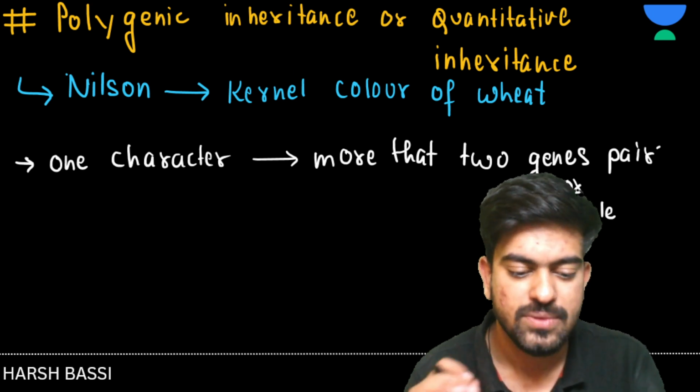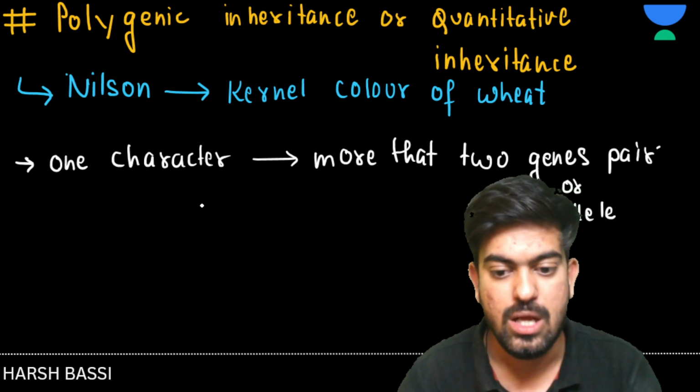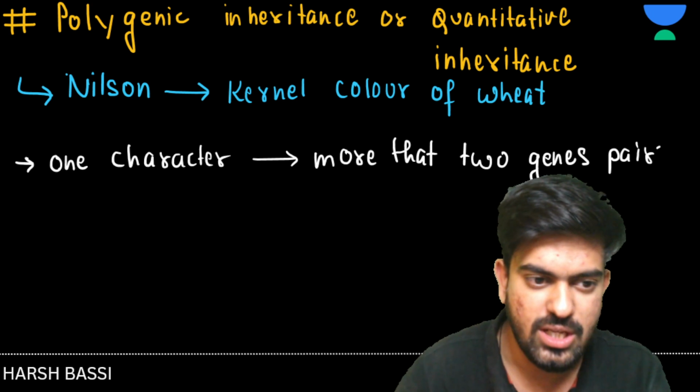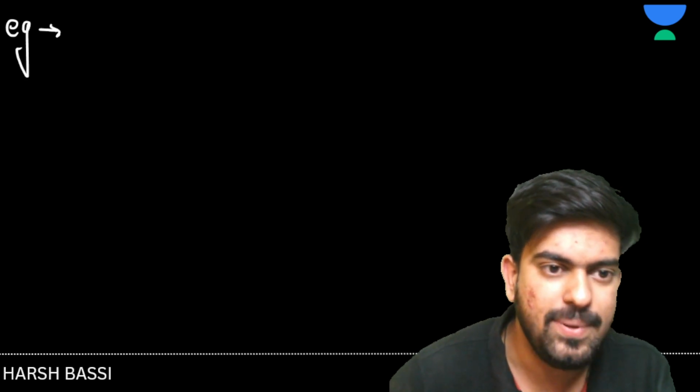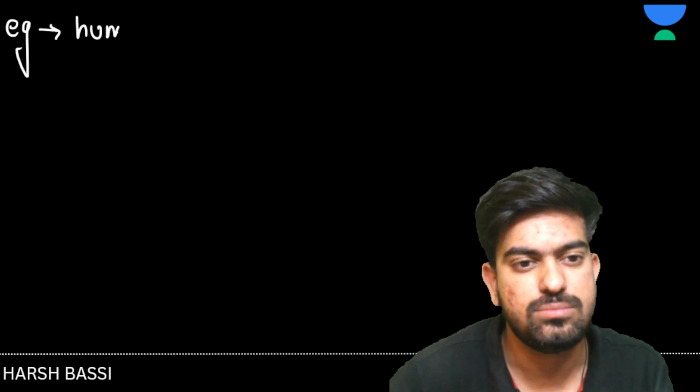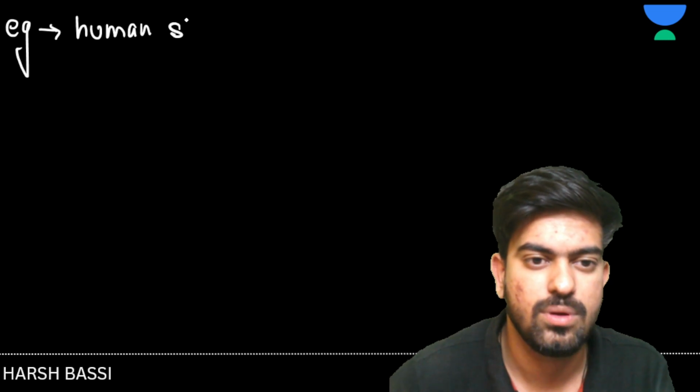So now let's have an example. This polygenic inheritance or quantitative inheritance has a very common example, which is human skin color. This example only you have to learn. Example is human skin color.